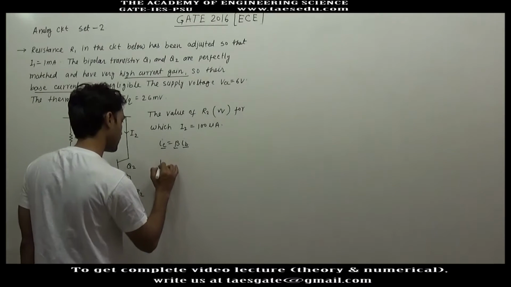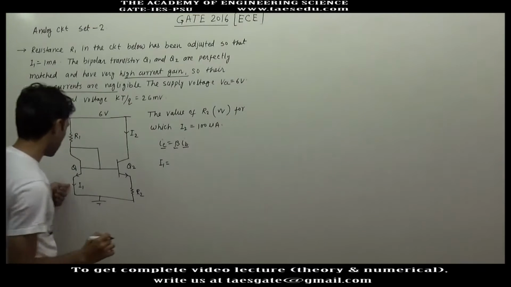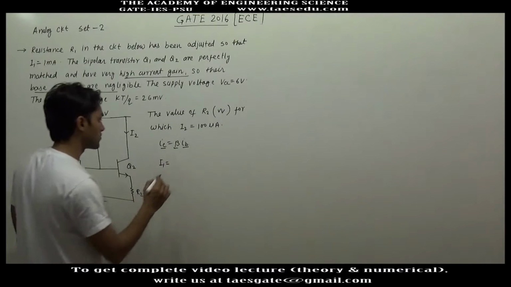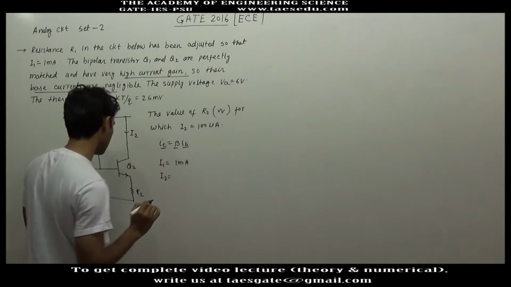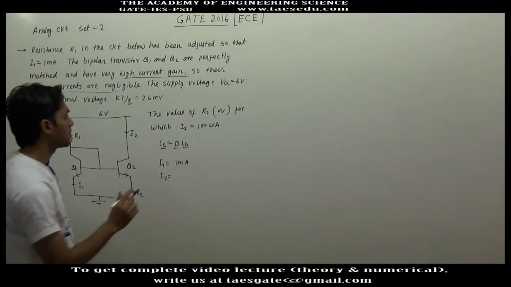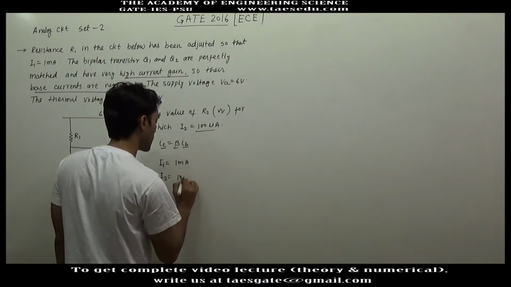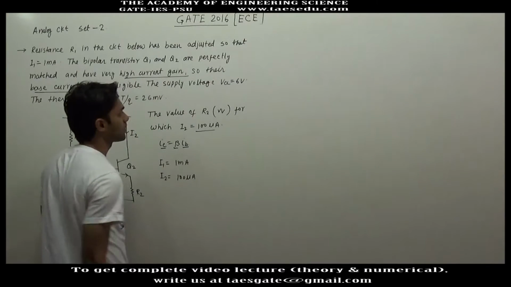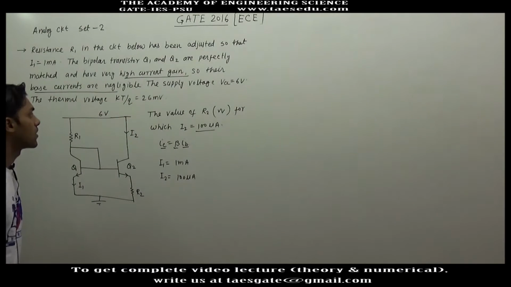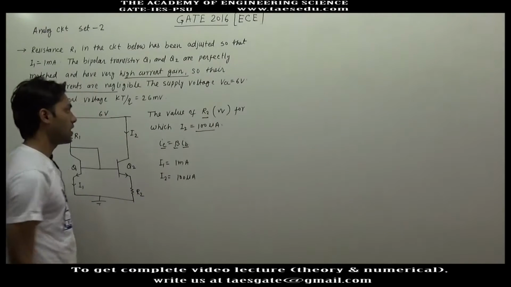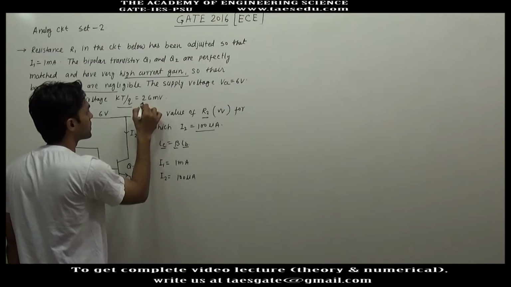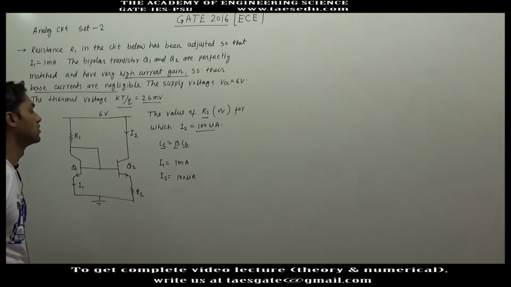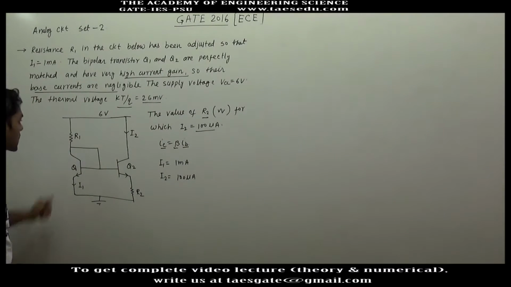I1 is given as the emitter current of the first transistor, which is 1 milliampere, and I2 has to be 100 microampere. Then we have to find the value of resistance R2, and the thermal voltage kT by q is given as 26 millivolt. Here current I2 is given.